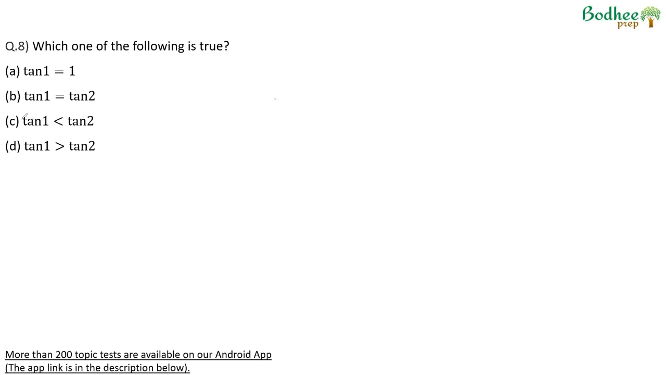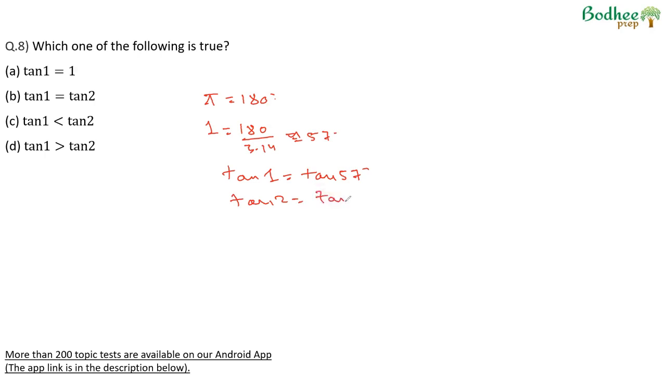If we compare tan 1 and tan 2, now pi radians is equal to 180 degree. So 1 radian is equal to 180 by 3.14, 180 by pi, which is approximately 57 degree. Therefore, tan of 1 is nothing but tan 57 degree. Tan of 2 will be tan of 57 into 2, approximately 114 degree.